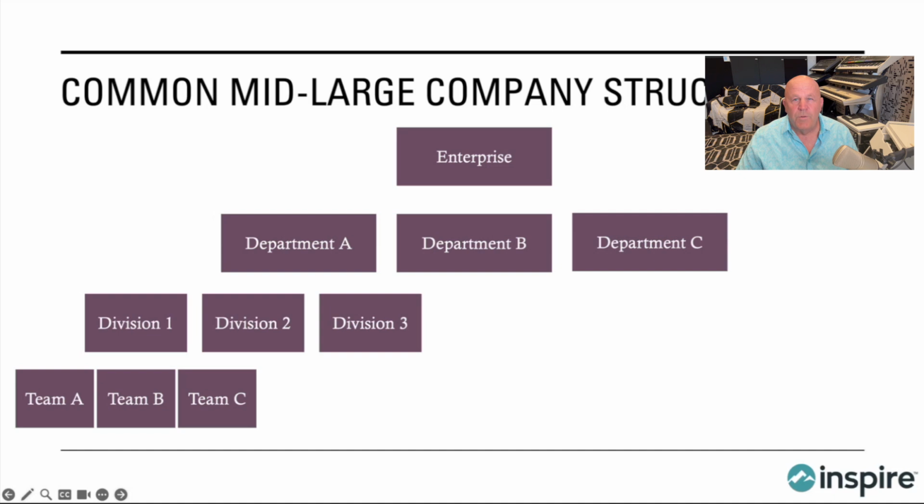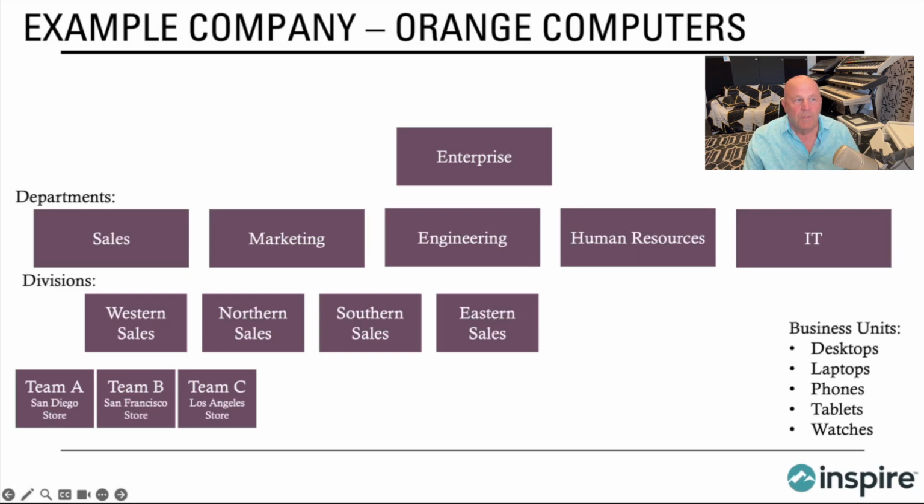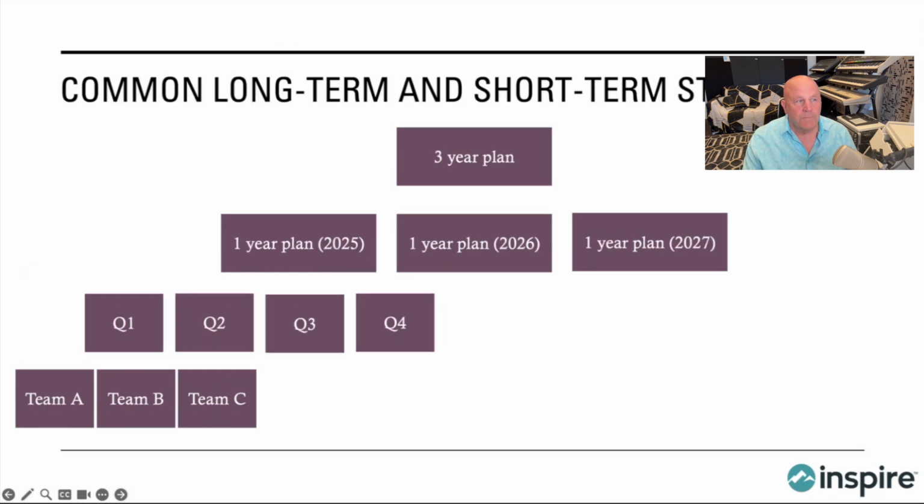So this view is a common company structure where you have your top level executive or enterprise level view, and then departments under that, divisions, maybe even subdivisions before you get down to the team and individual level. And an example company of Orange Computers, we have these departments of sales, marketing, engineering, HR, and IT. And then within the sales department, you have divisions such as regional, Western, Northern, Southern, Eastern, and then being able to break it down by team from there.